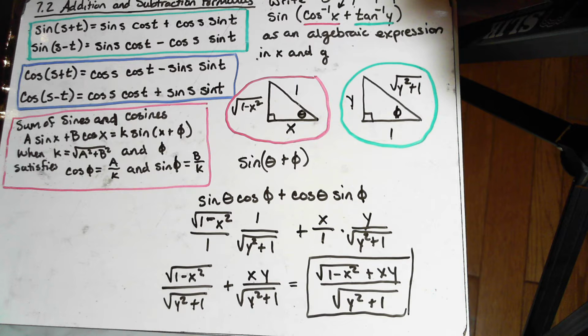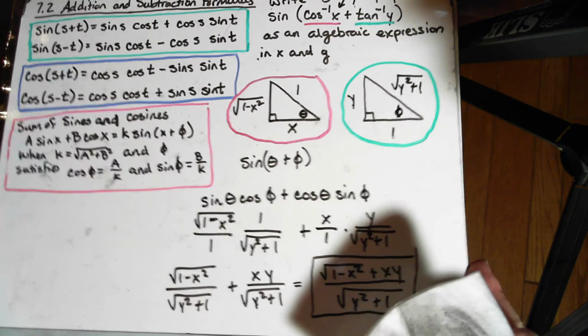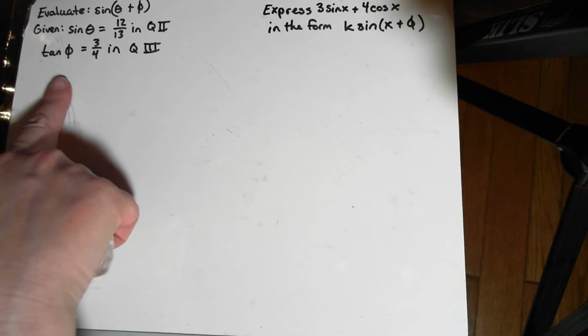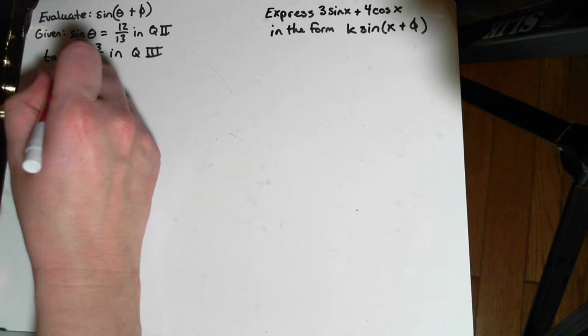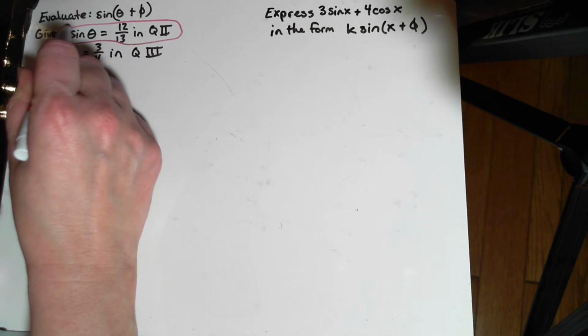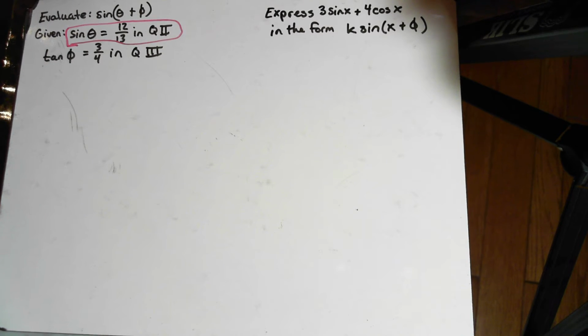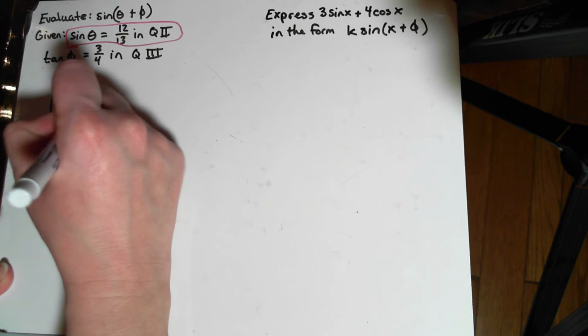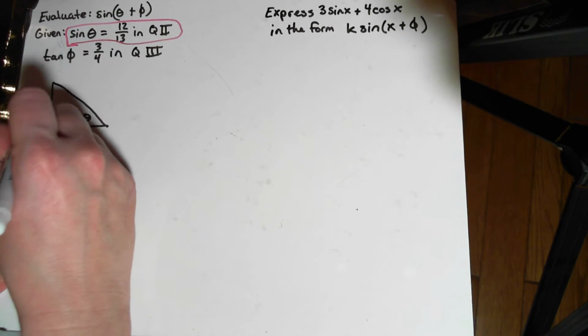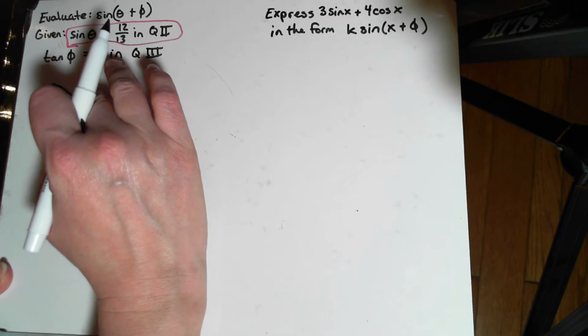Okay, so we're going to do another question that's very similar to this, but they gave us numbers this time. So here's my example. It says evaluate sine theta plus phi, given that sine theta is 12 over 13 in quadrant 2, and tangent phi is 3/4 in quadrant 3. So I'm going to start with sine theta and make a triangle based on that. So I'm going to make a theta triangle right here. Sine is opposite over hypotenuse. Oops, that's supposed to be a 13.